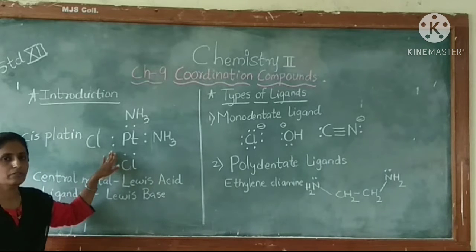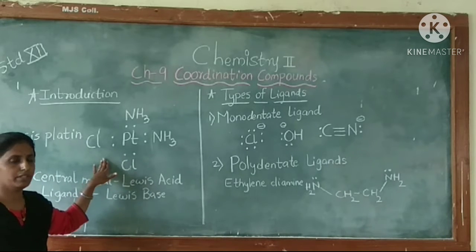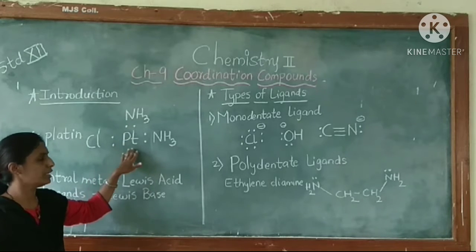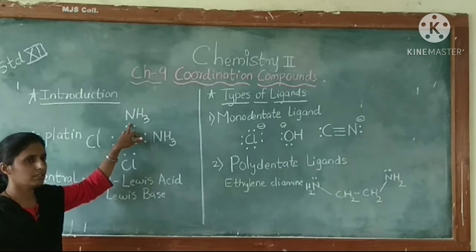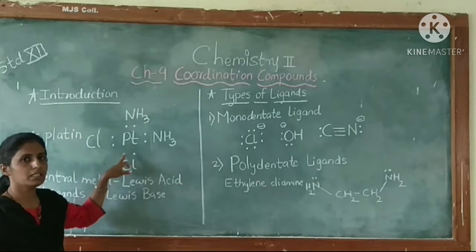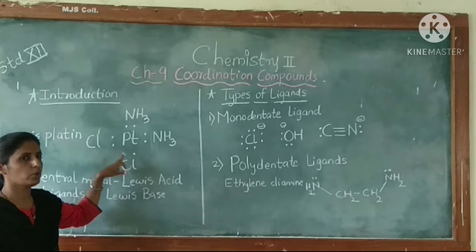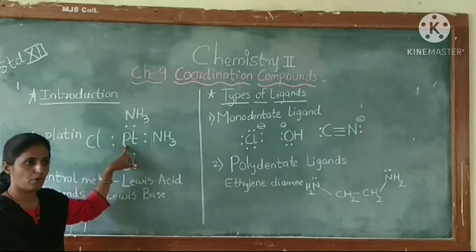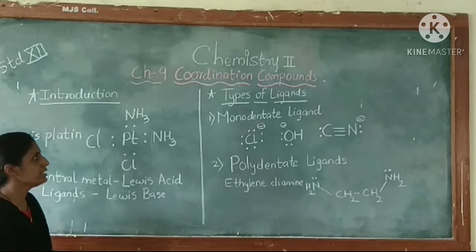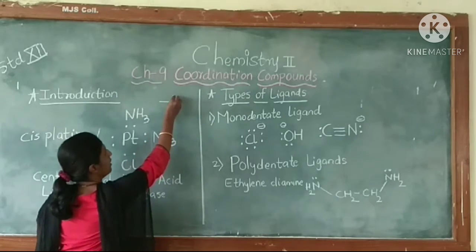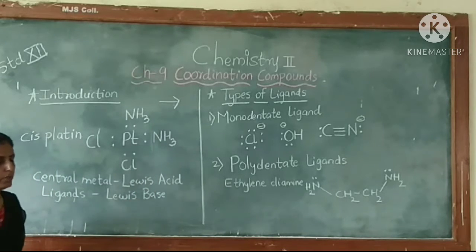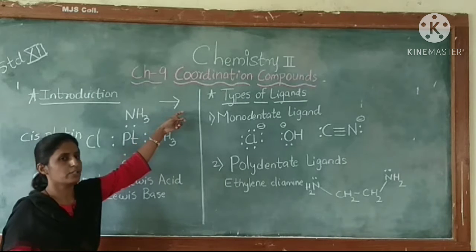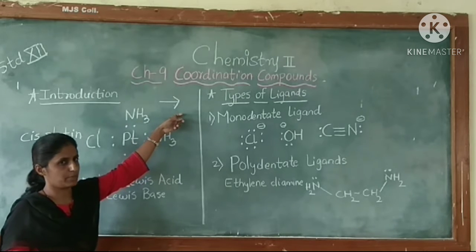So now here we will see with the help of an example. Here platinum is forming 4 coordinate bonds. It is forming with ammonia, this chloride and this chloride. So in total this platinum ion is forming 4 coordinate bonds. Now the coordinate bond is represented by an arrow, and this arrow starts from the donor atom and points towards the acceptor atom.